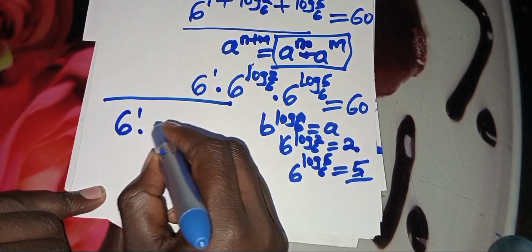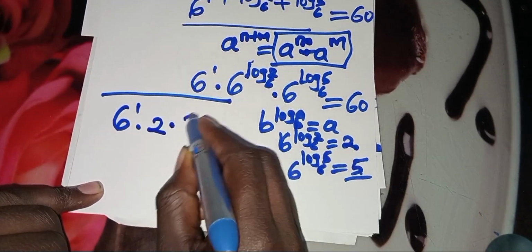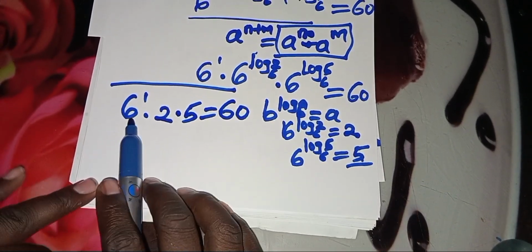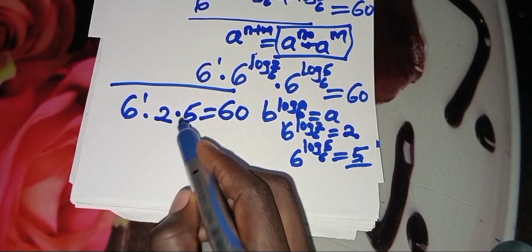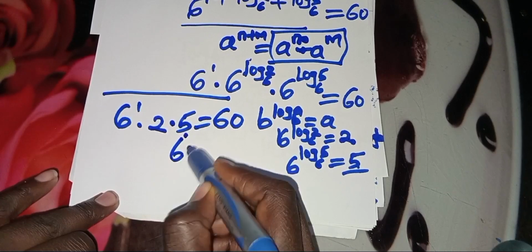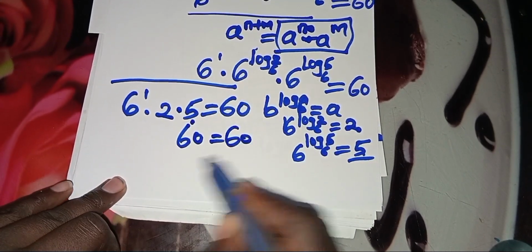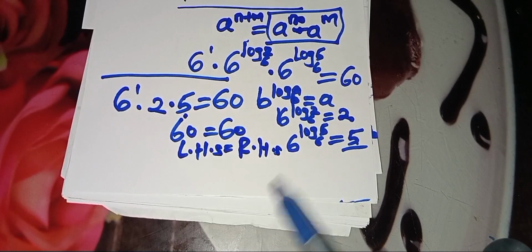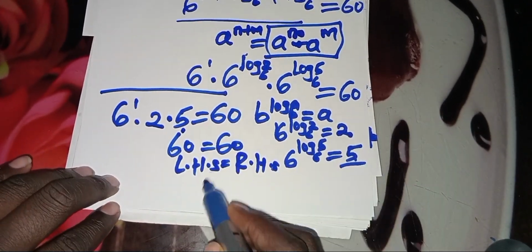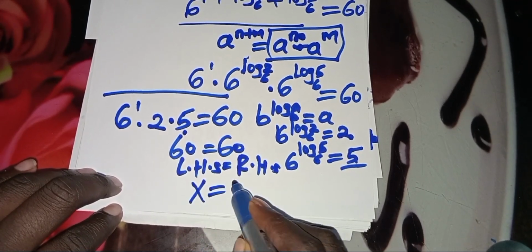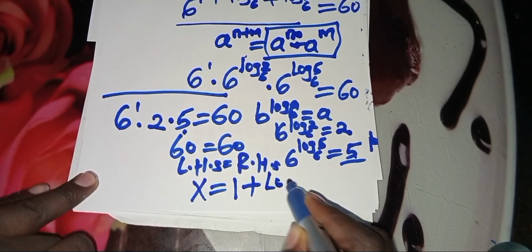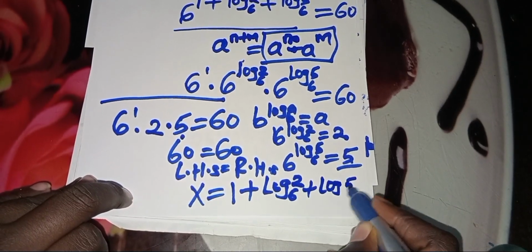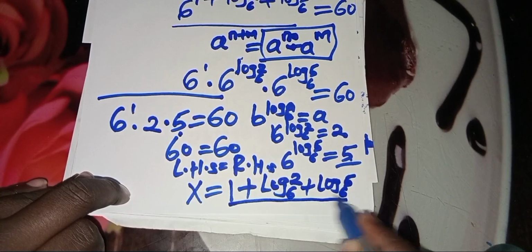so that now we are going to have 6 multiplied by 2 multiplied by 5, this is supposed to give us a value of 60. So 6 times 2 is 12 multiplied by 5, so this is equal to 60, which is equal to 60. So that means that the left hand side is equal to the right hand side. And that shows that the value of a is definitely equal to 1 plus log 2 to base 6 plus log 5 to base 6 divided by 2, and that's the correct value.